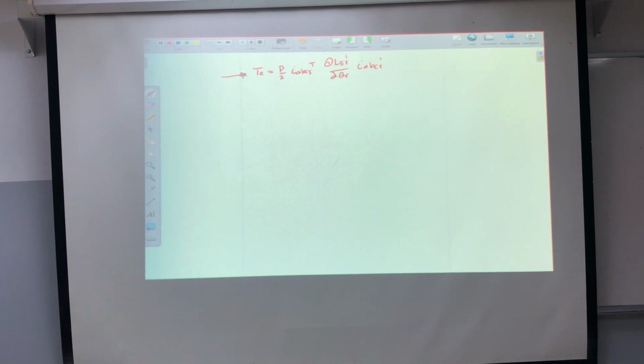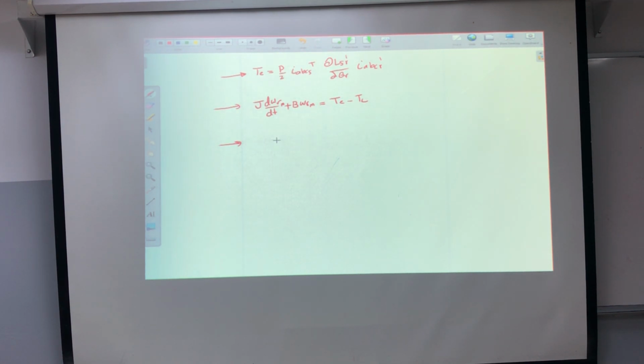And for the mechanical part, we know that it can be described by the swing equation, which is J d omega by dt plus B omega r equals the summation of the torque, which is the Te minus Tl. Yep.